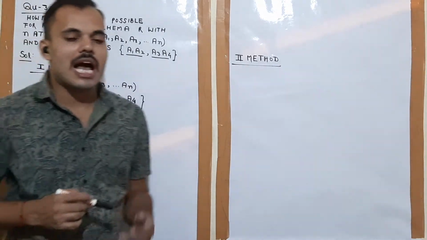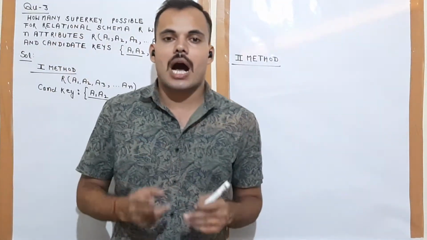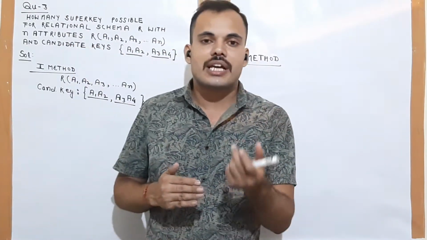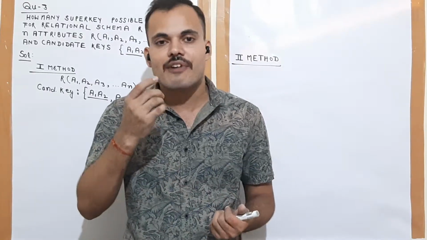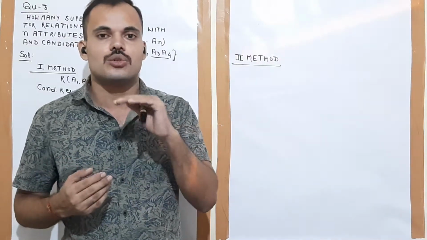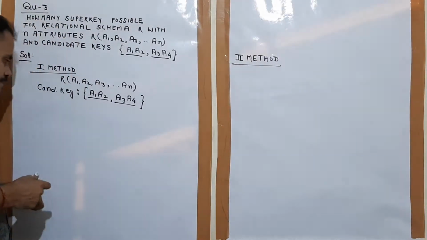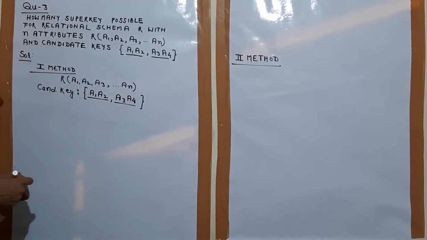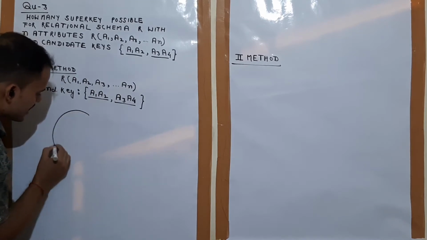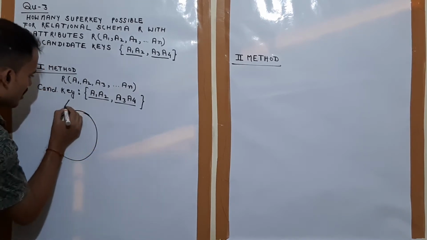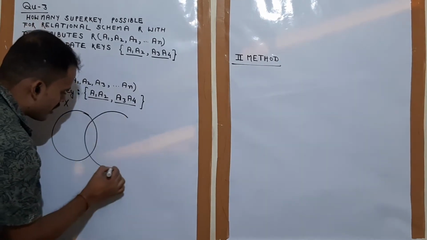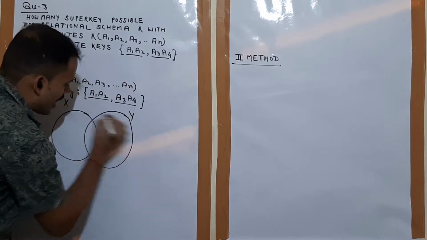Now see, we have seen two methods to find the number of super keys in a relational schema R with a given set of attributes and a given set of candidate keys. The first method is the set theory method. Suppose this is a set X, and this is a set Y.